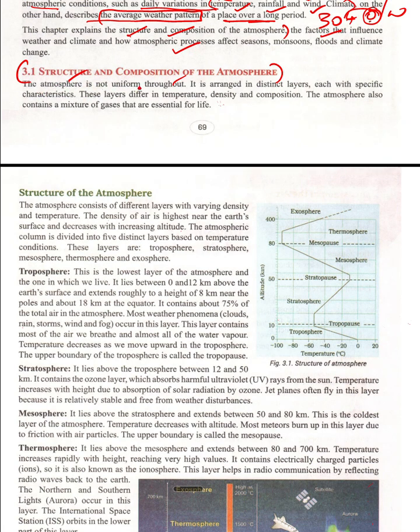The atmosphere is not uniform throughout. We all know that earth does not have a uniform atmosphere everywhere. It is arranged in distinct layers, as I have explained above, each with specific characteristics. These layers differ in temperature, that is hot and cold, and density, the compactness of the air. Air has its weight, its pressure, which acts on the earth's surface. Composition and structure are what we are going to understand. The atmosphere also contains a mixture of gases that are essential for life.